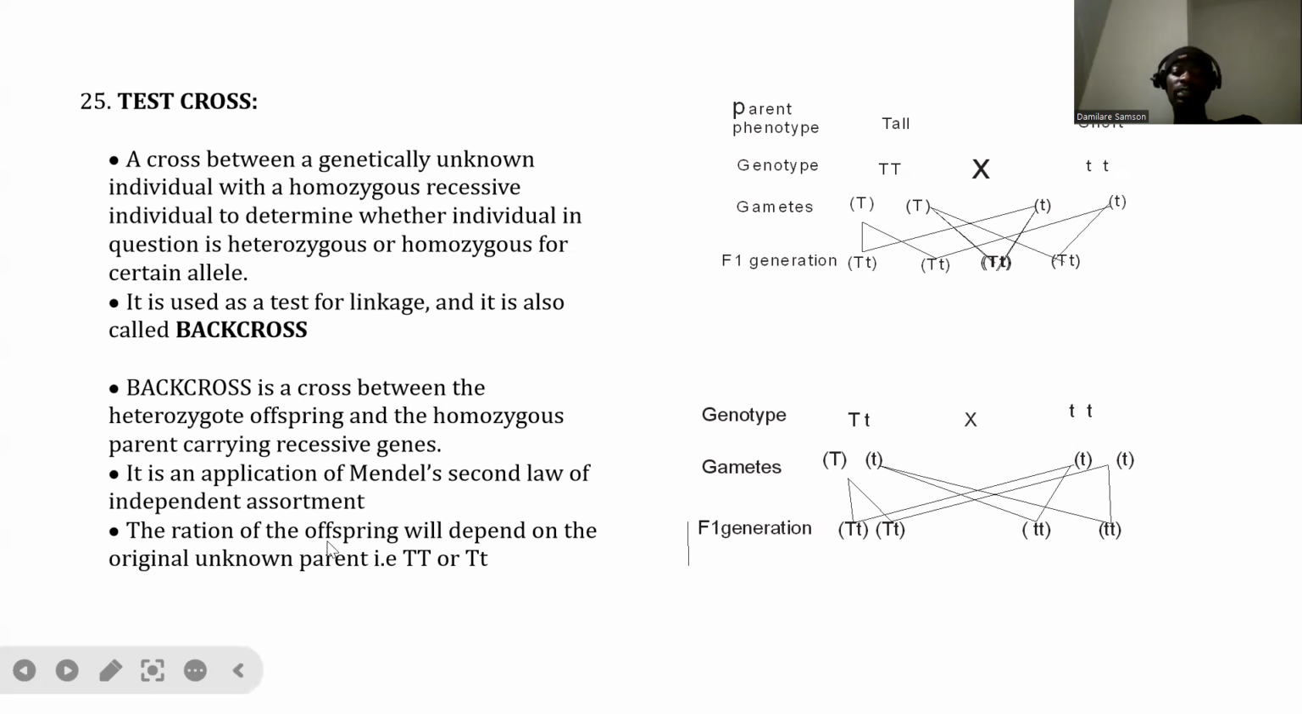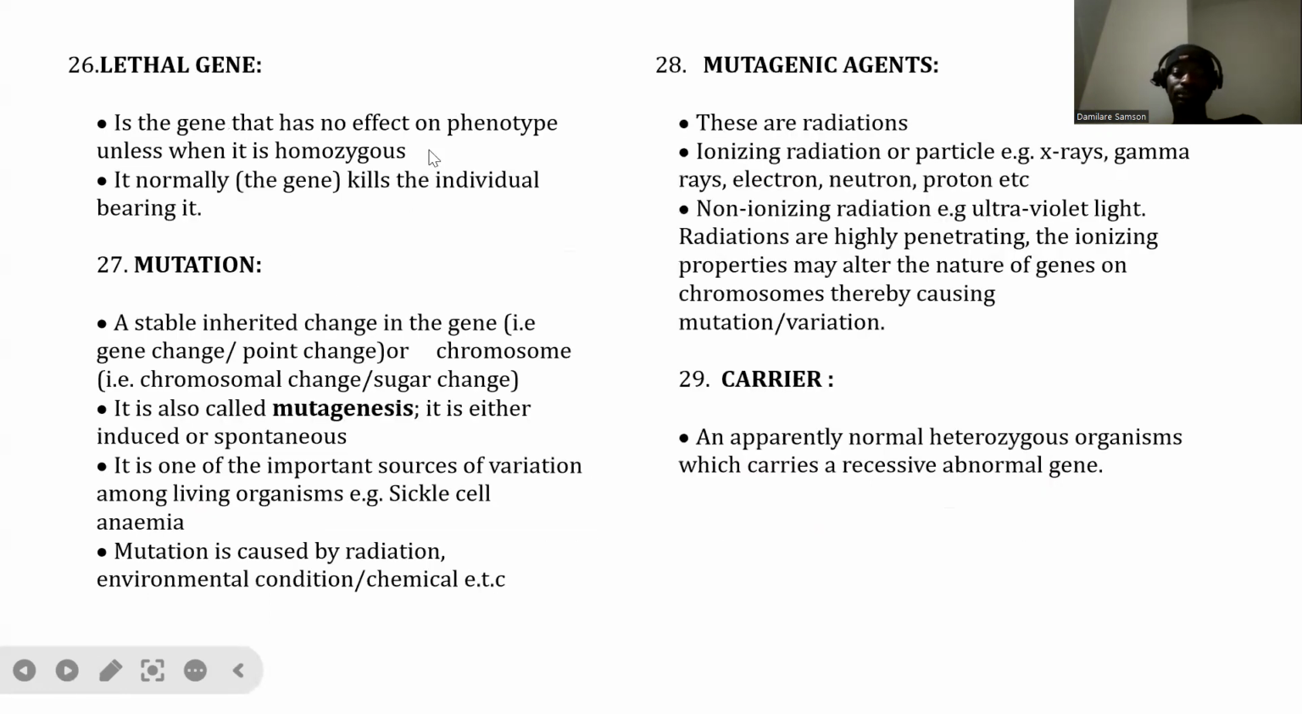So the ratio of the offspring will depend on the original unknown parent, that is capital T and small p. The ratio will depend on the original parent. Like I said, just remember, first cross is you are crossing a genetically unknown individual with a homozygous recessive. But for back crossing, you are taking a homozygous offspring and crossing it with what? A homozygous parent that is carrying a recessive gene. That is test cross. Thank you very much. Back cross rather. So go to 26.